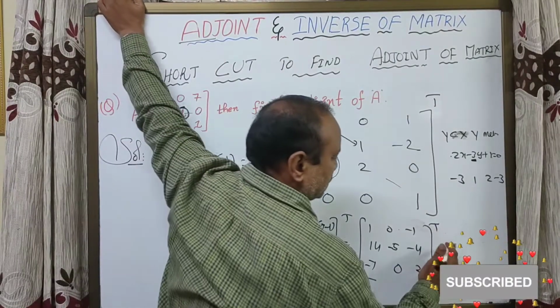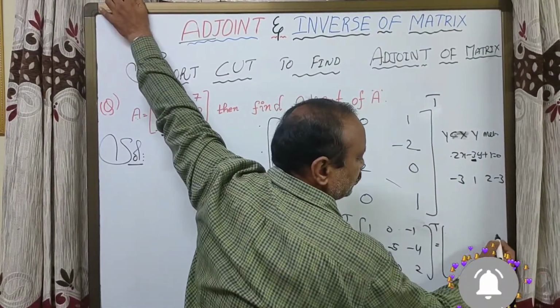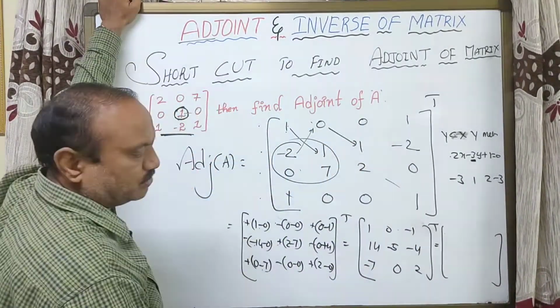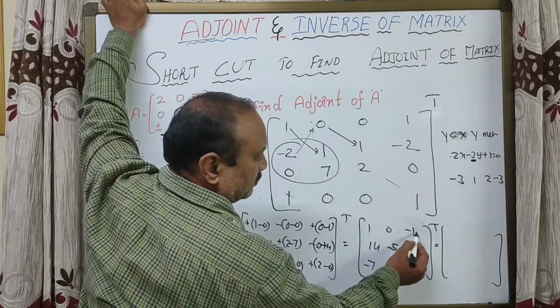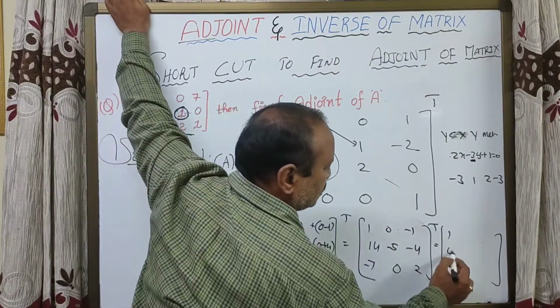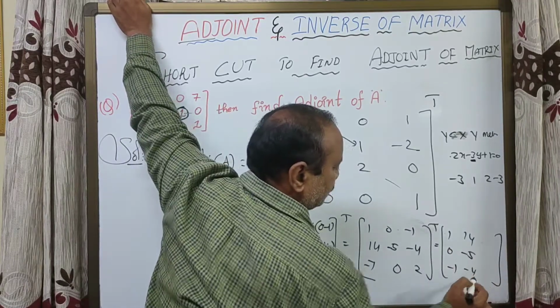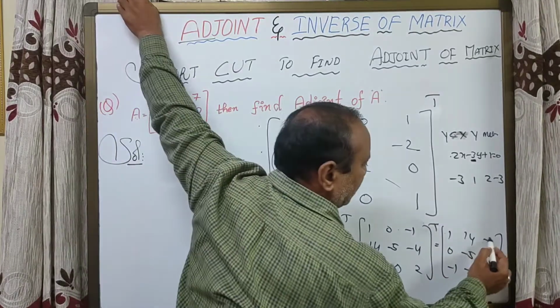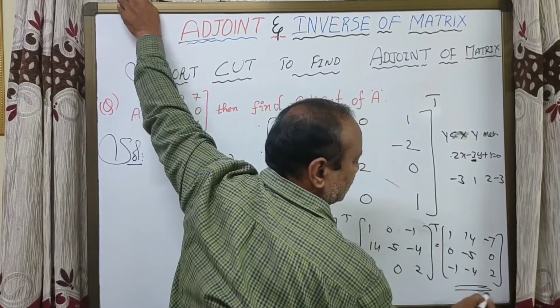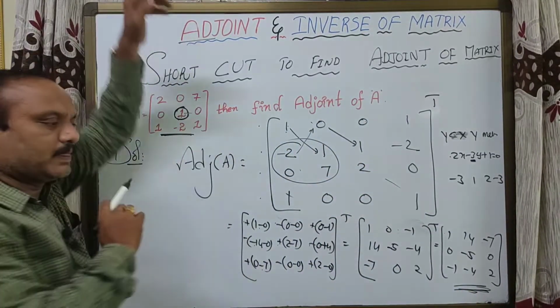Now transpose it. That means interchange rows into columns, columns into rows. So this column, this row becomes column 1, 0, minus 1, 14, minus 5, minus 4, minus 7, 0, 2. This is the transpose of the matrix A.